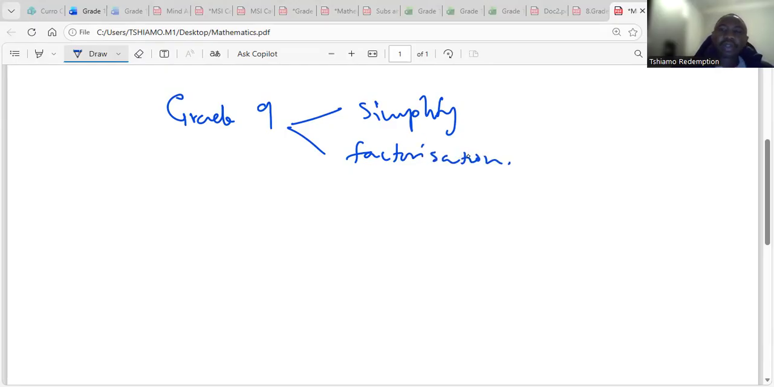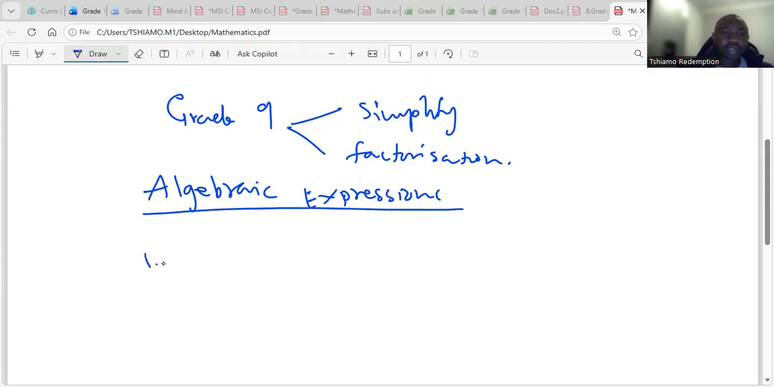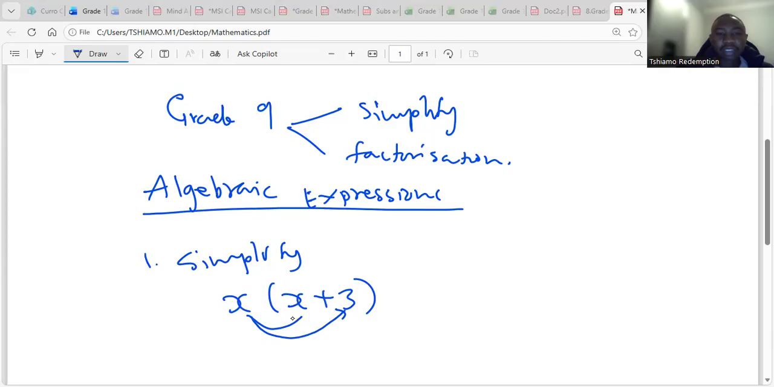So you need to know these two under algebraic expressions from grade 9. I'll give you an example of simplify. If the question says simplify, and then you're given something like this, x plus 3, what are you going to do?